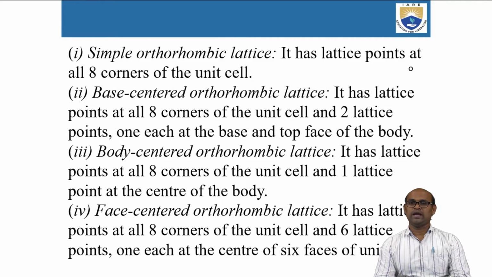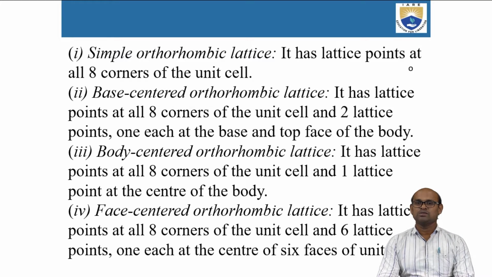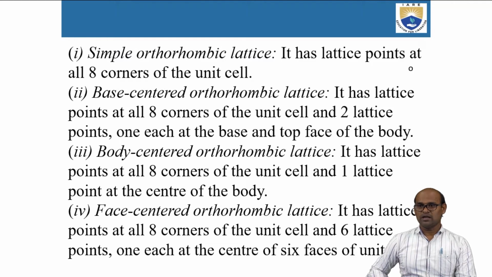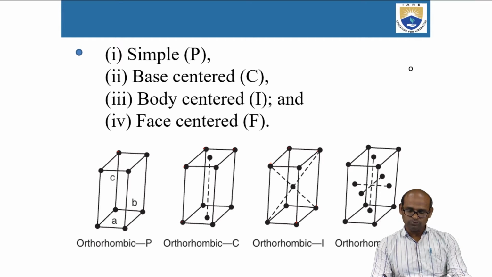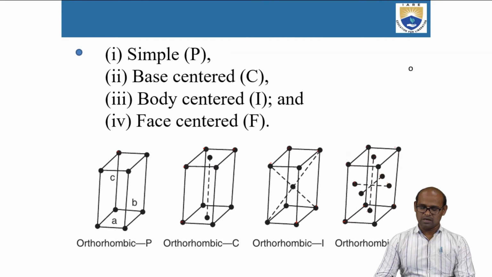It has a lattice point at all 8 corners of the unit cell and 6 lattice points, one each at the center of the 6 faces of the unit cell. So you have 8 lattice points at the 8 corners, and apart from these, you have 6 lattice points at the 6 faces: 1, 2, 3, 4, 5, 6. So this is the face-centered orthorhombic system.